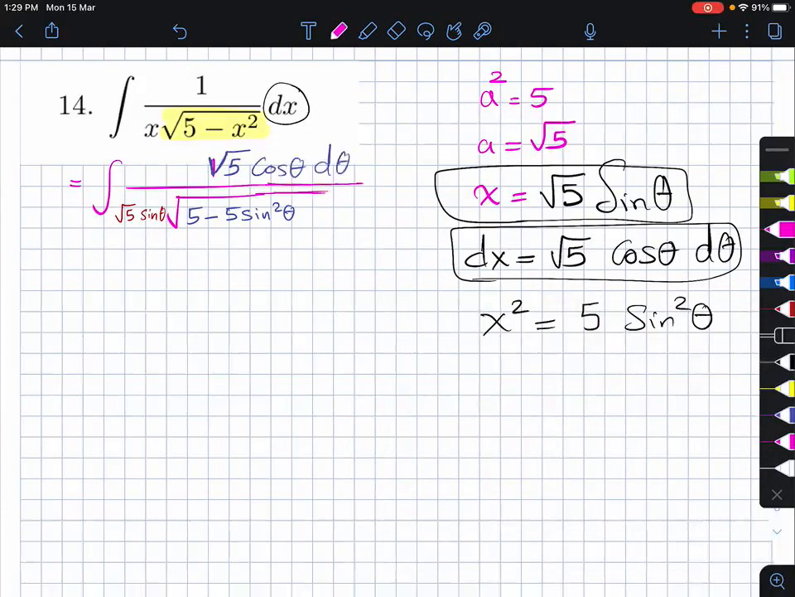Okay, cancel out radical 5 with radical 5. Then you have the integral of a fraction. We have cosine theta d theta up over here, and sine theta multiplied by the root.